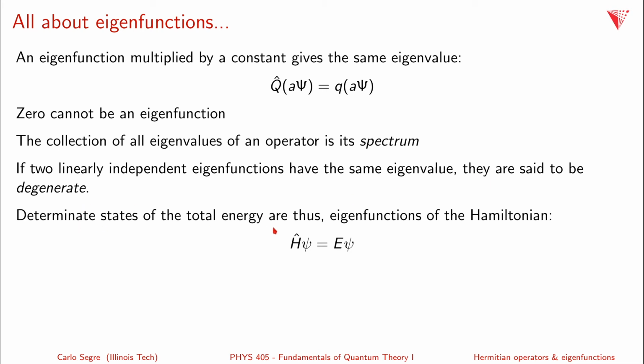The determinate states of the total energy, therefore, are eigenfunctions of the Hamiltonian, right? Because the expectation value of the Hamiltonian gives you the energy. So for a time-independent Schrödinger equation, the Hamiltonian applied to psi is equal to E psi.